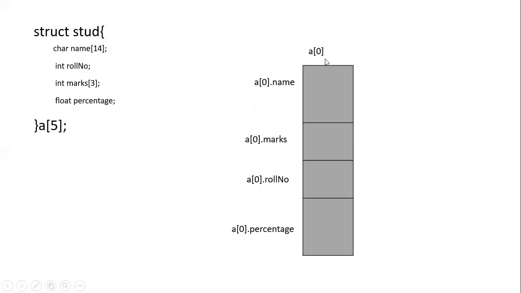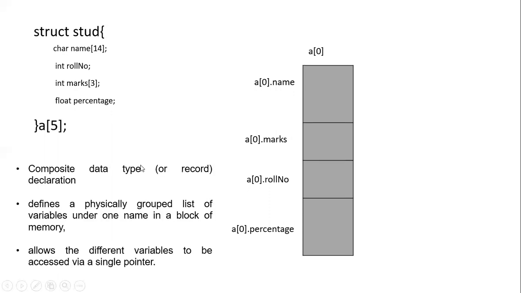So a of 0 is accessed as a of 0, and if you want to access a particular field within the structure, then we use dot notation like this. A of 0 dot name will give the name of the 0th student. A of 0 dot marks will give the marks of the student. A of 0 dot roll number will refer to the roll number of the 0th student, and a of 0 dot percentage the percentage of the 0th student. I hope this is clear.